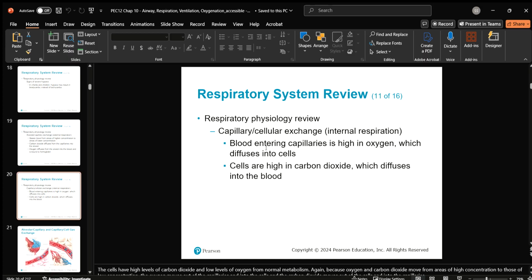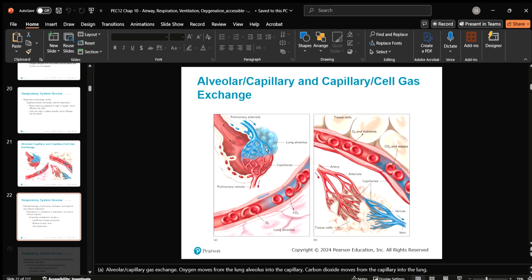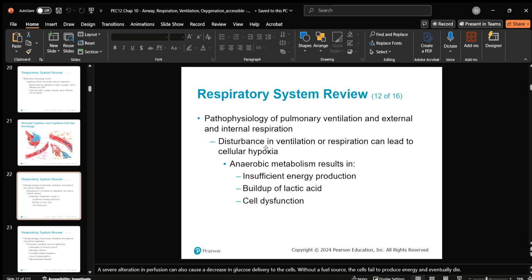All right, we talked about this. The gas exchange occurs. We're going to talk a little bit more about this week when we talk about shock. When we talk about shock and the anaerobic metabolism.